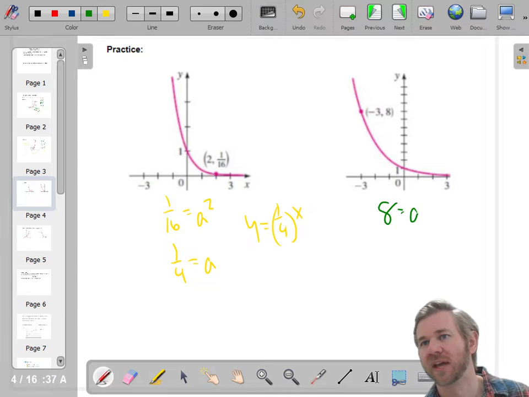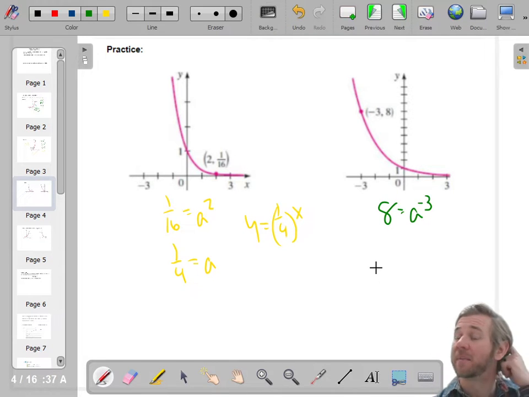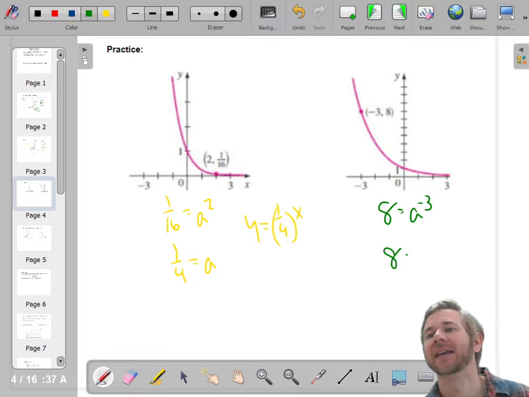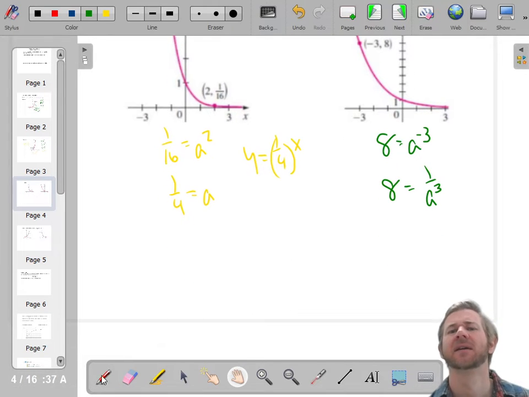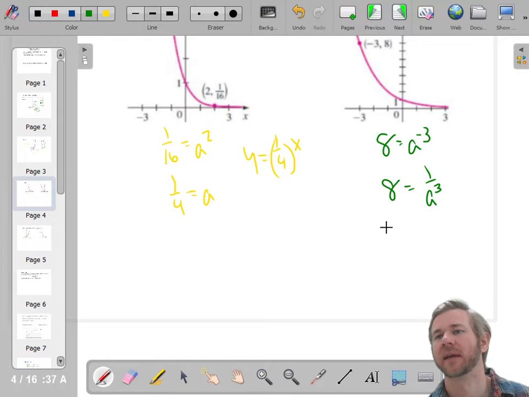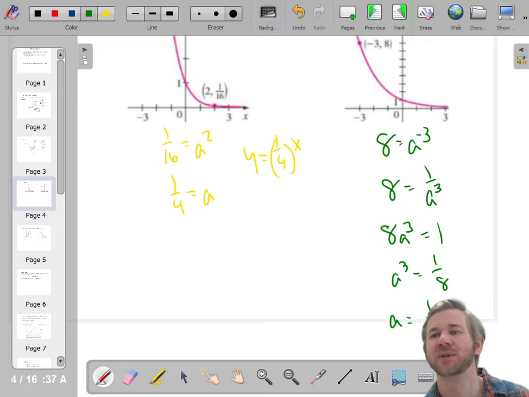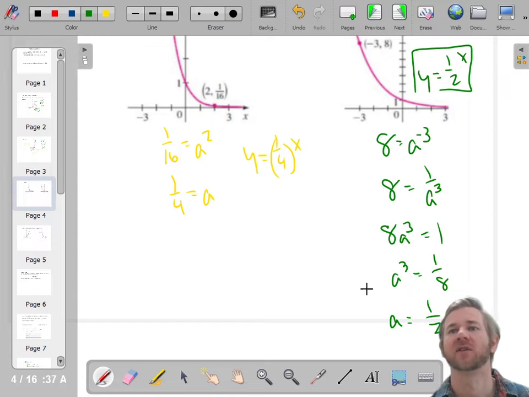8 equals a to the negative third. So I'm going to write this again like 8 equals 1 over a cubed. And then maybe I'll just solve it. Multiply both sides by a cubed. Divide both sides by 8, then cube root. And the cube root of 8 is 2. So this is 1/2. So this is 1/2 to the x, one of our parent functions that we do is 1/2.